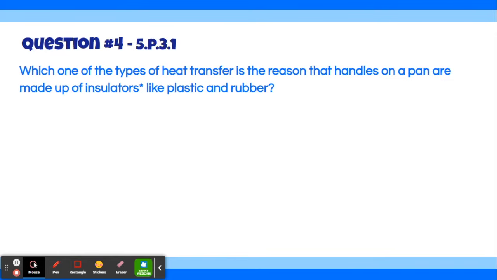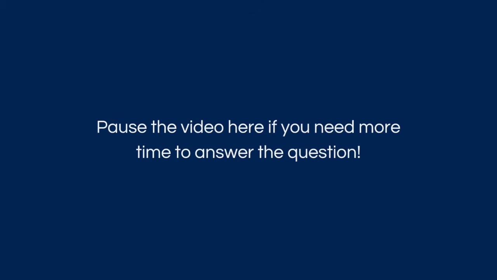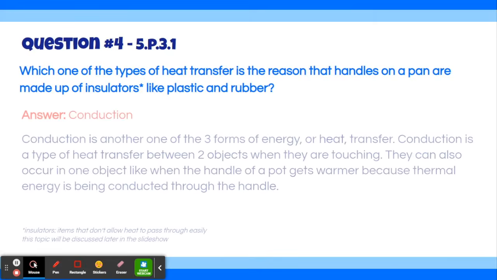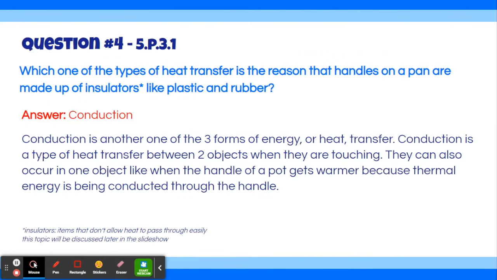Alright, moving on to question 4. Which one of the types of heat transfers is the reason that handles on a pan are made up of insulators like plastic or rubber? Well, the answer is conduction.